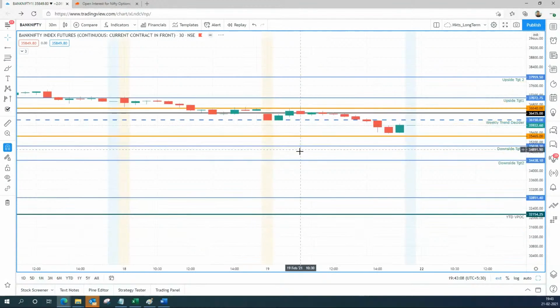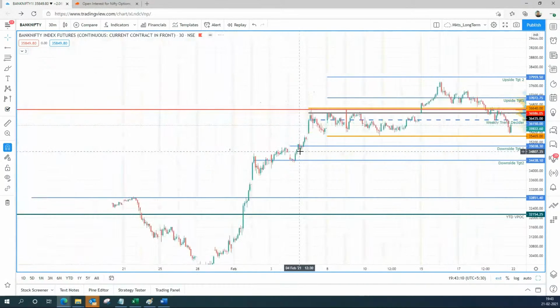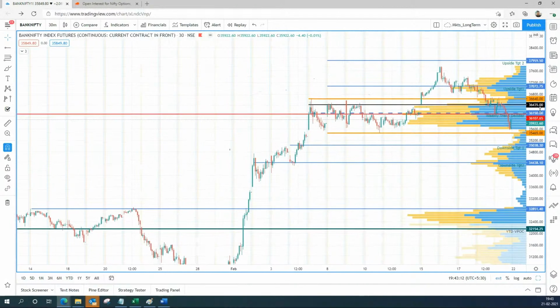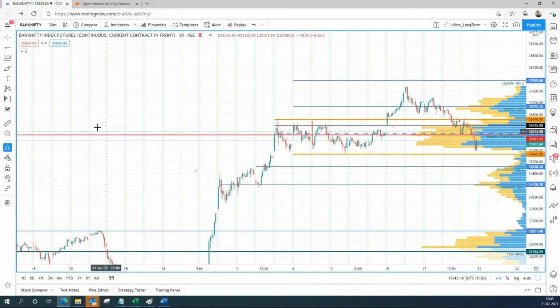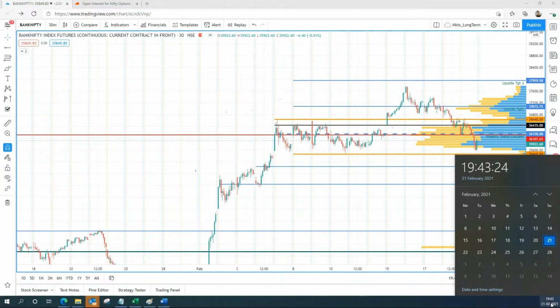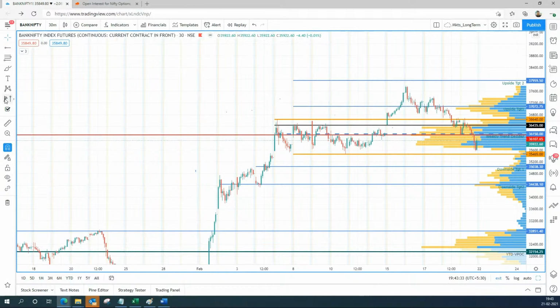Now we'll do the volume profile analysis on the weekly profiles. The charts we are taking are 30-minute charts, and the analysis is on the weekly profile. Essentially what we do is we plot the entire week's range. If you see, last week started on the 15th, and the week before started on the 8th. So we'll take a range from there onwards.